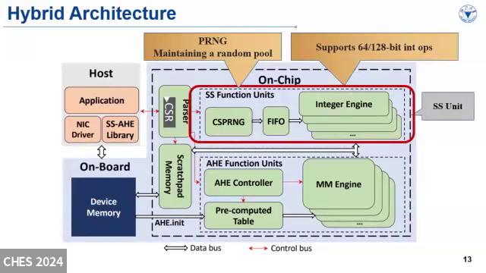The secret sharing unit consists of multiple integer processing engines and the cryptographic secure pseudo-random number generator, CSPRNG. The integer processing engines support computation over 64-bit integers, which is a common choice in secret sharing-based schemes. The CSPRNG generates the random numbers used in the secret sharing schemes. We use a SHA-3 Keccak engine to generate randomness for better throughput. In addition, we also use a FIFO buffer to cache these generated random numbers.